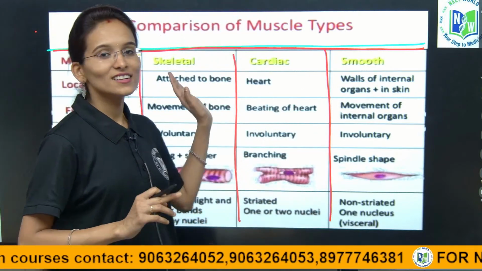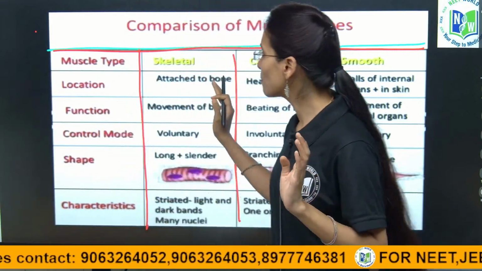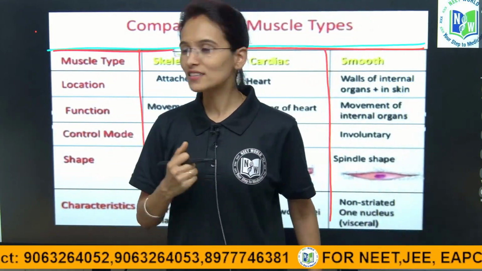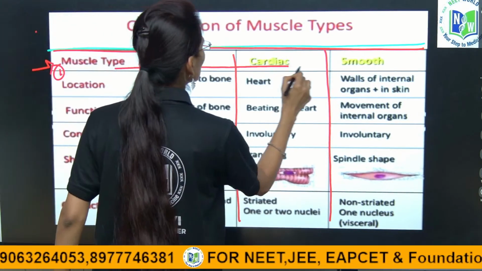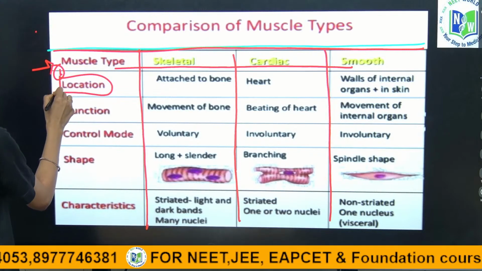So here is a simple chart. Here is a simple comparison of the characteristics of the muscle tissues. Here first we have the location. These are the muscle types and here is the location.